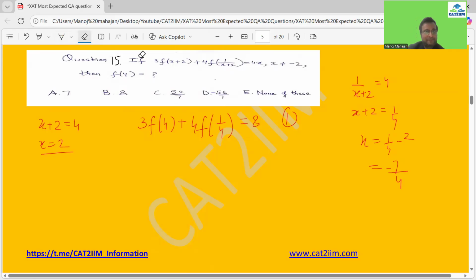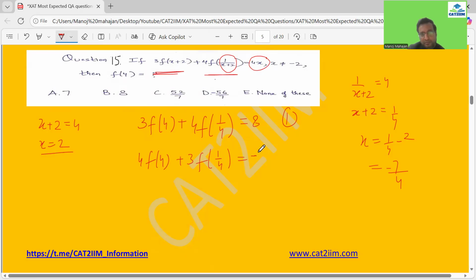So once you do that, what you'll get is this would actually become 4, right? So I'm writing over here 4 f of 4, right? This part. And this would become what? x plus 2 is what? 1 by 4. So you put x as minus 7 by 4 over here. So what do I get is minus 7. So now if you look over here and see two equations and two unknowns, use the linear equation concept, the way you solve.